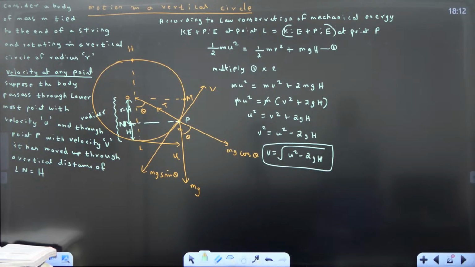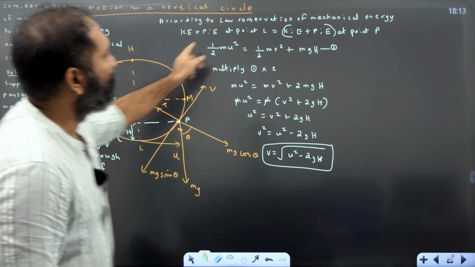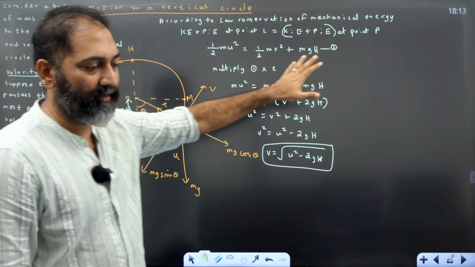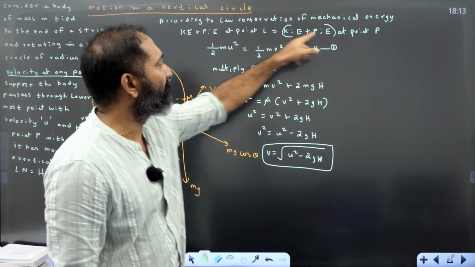Kinetic energy plus potential energy at point L and point P. Point L is the lowermost point and point P is this point. So total mechanical energy remains conserved. So kinetic energy plus potential energy at point L should be equal to what? Kinetic energy plus potential energy at point P.